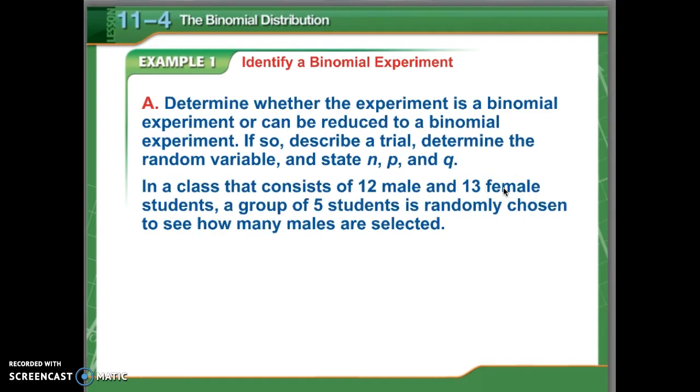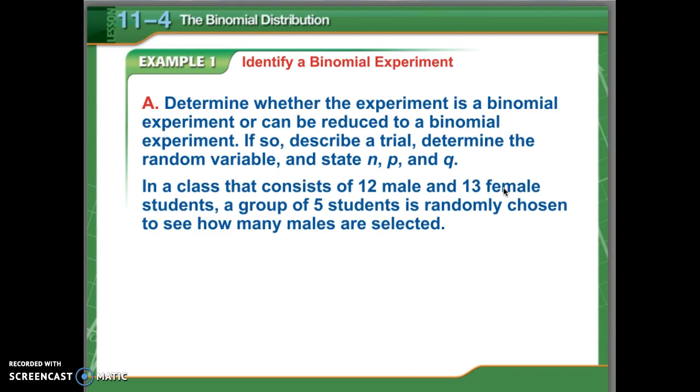So example 1, binomial experiments, identifying them. Determine whether the experiment is a binomial experiment or can be reduced to a binomial experiment. If so, describe a trial, determine the random variable, and state n, p, and q. The scenario is, in a class that consists of 12 male and 13 female students, a group of 5 students is randomly chosen to see how many males are selected.